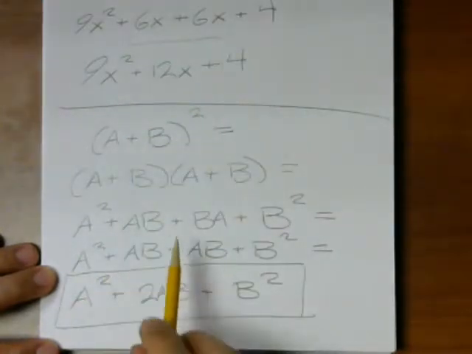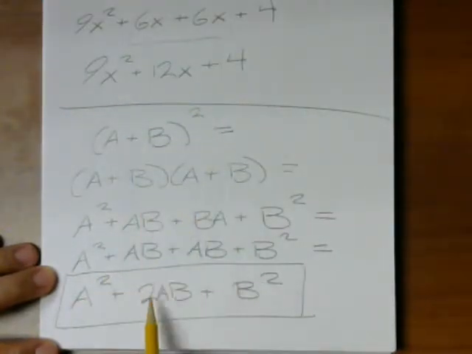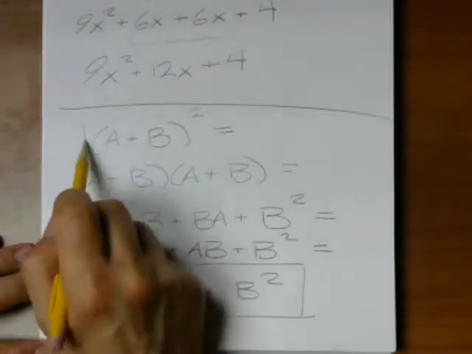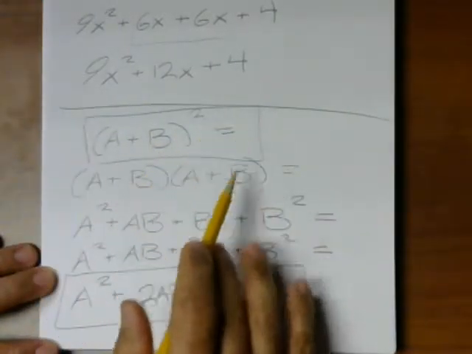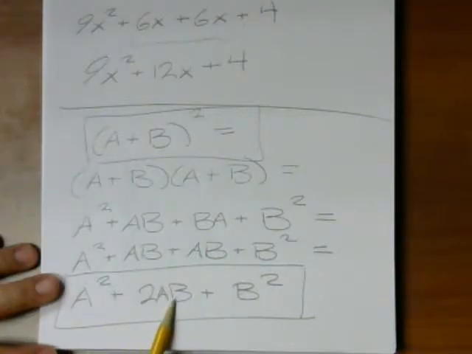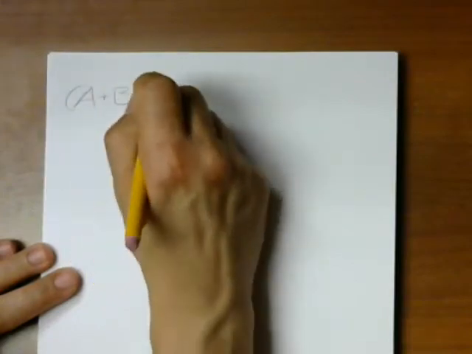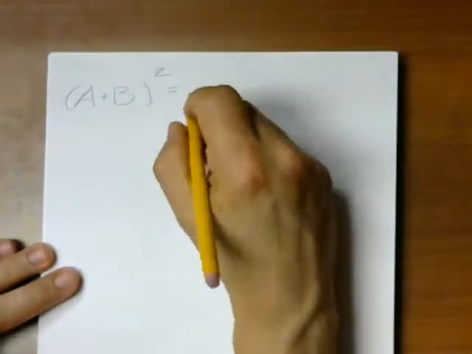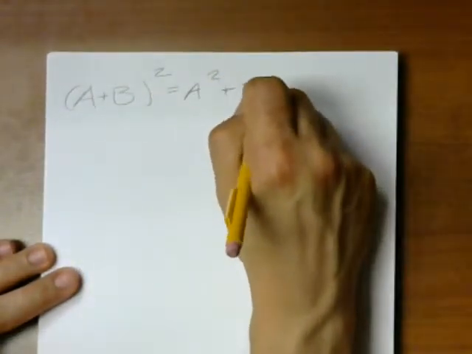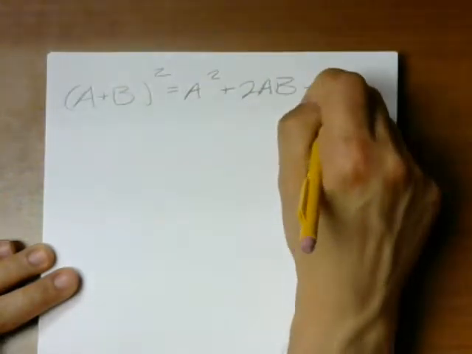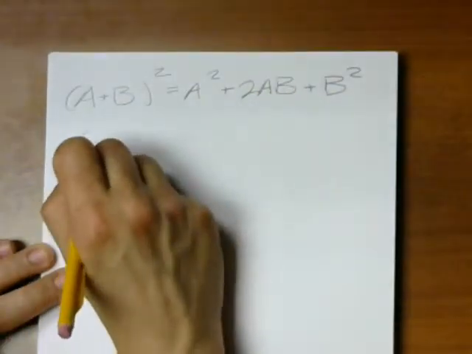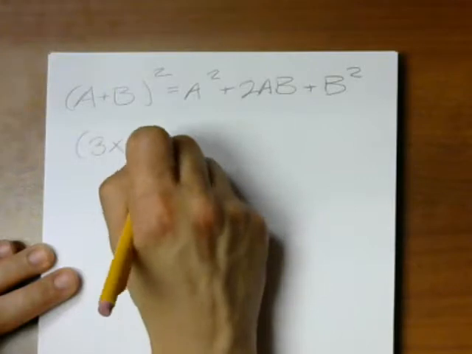So we are always going to get the same thing in the middle twice. So what we can do is make this into a rule. We can say (A + B) squared is equal to A squared plus 2AB plus B squared. And if we use that as a rule, I'll rewrite it right here in one line. (A + B) squared happens to be equal to A squared plus 2AB plus B squared. Now we can use that on this directly.